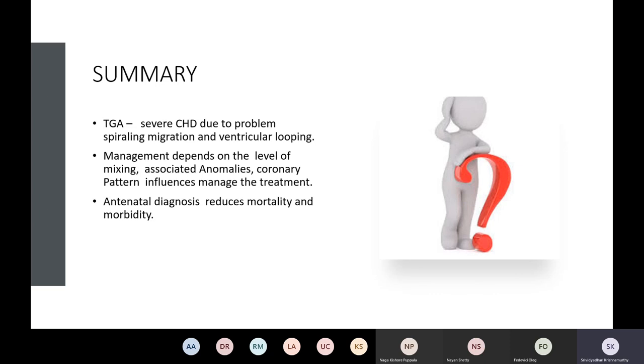And antenatal diagnosis definitely has reduced the mortality quite significantly, because we can anticipate this and arrange for the child to be transferred across to a tertiary unit as soon as possible to enable the septostomy. So that's my talk. Thank you very much. And if there are any questions, I'm happy to take them.